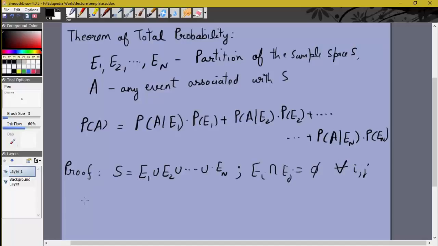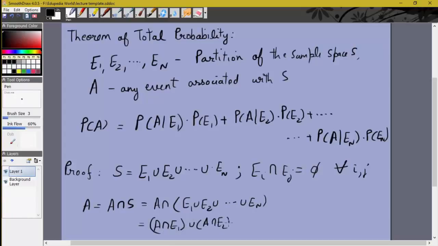So what we can do is A can always be written as A intersection S. Since S is a superset of A, the intersection of A with S will simply be A. And so using the upper equation, we'll write it as A intersection (E1 union E2 union ... union En). Then we can use the distributive property, and we can write this as A intersection E1 union A intersection E2 union ... union A intersection En.